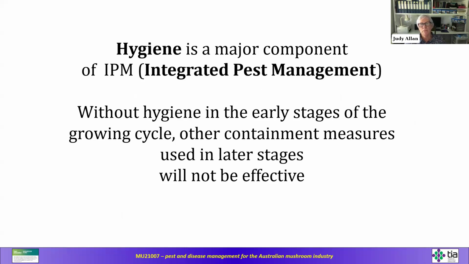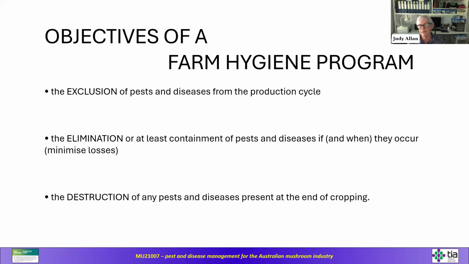So hygiene is a major component of IPM, Integrated Pest Management. Integrated Pest Management is perhaps a more modern word than hygiene, but we've done farm hygiene in the mushroom industry for many years, whole farm hygiene. And it is the same thing as Integrated Pest Management, but we're going to refer to it more in this series as Integrated Pest Management. So without hygiene in the early stages of the growing cycle, other containment measures used in later stages will not be effective.